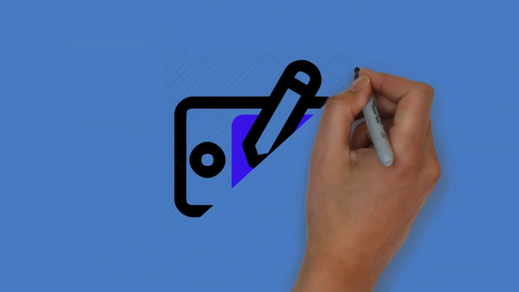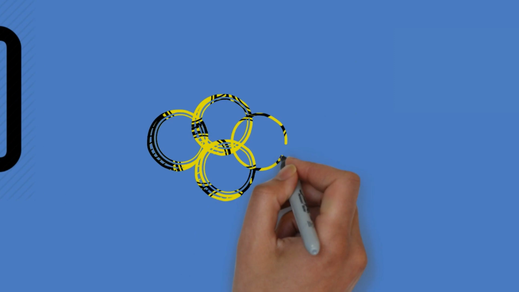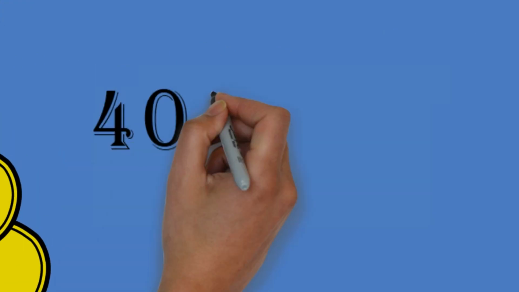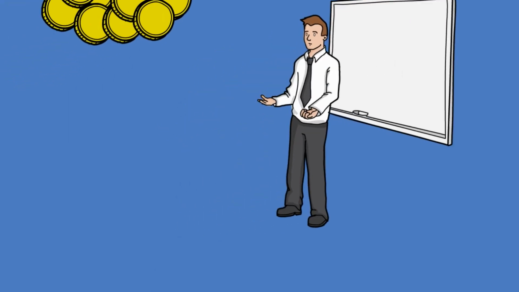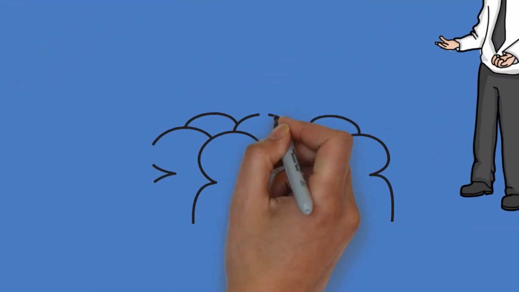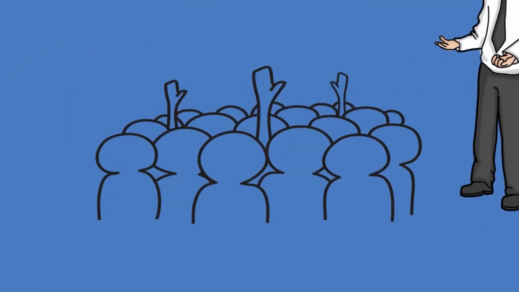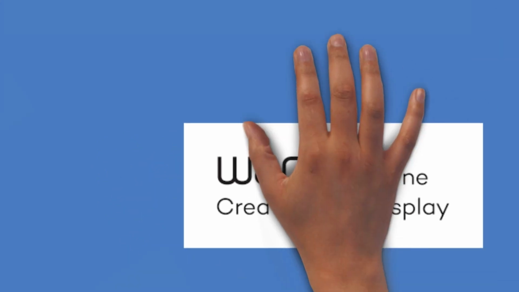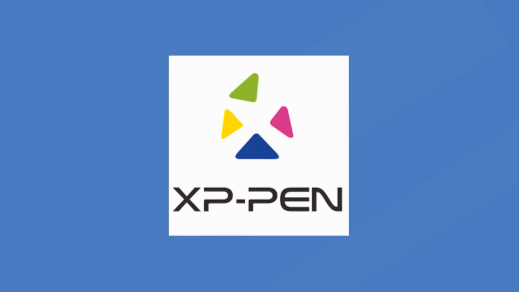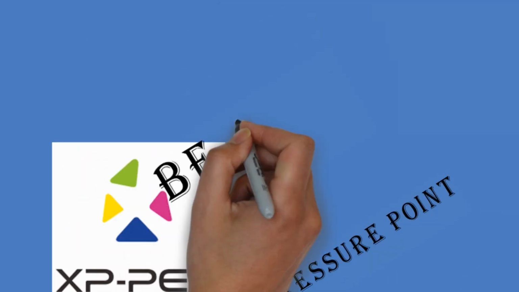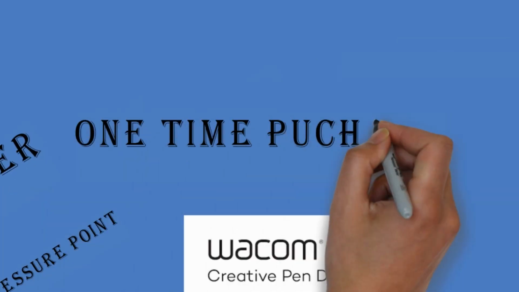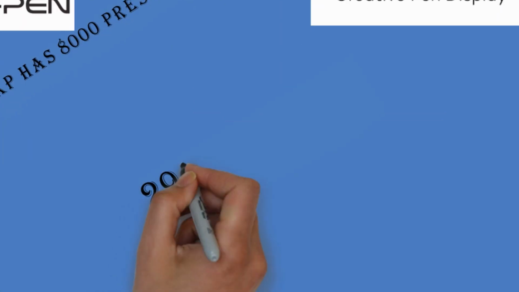The first tool which will help you instantly is PenTab. With an investment of around 4,000 rupees, you can give your audience a classroom feel. Most online tutors like Unacademy use PenTab. The common companies in this field are Wacom and XP. As per my experience, XP is better because it has 8,000 pressure points, and it's a one-time purchase also.